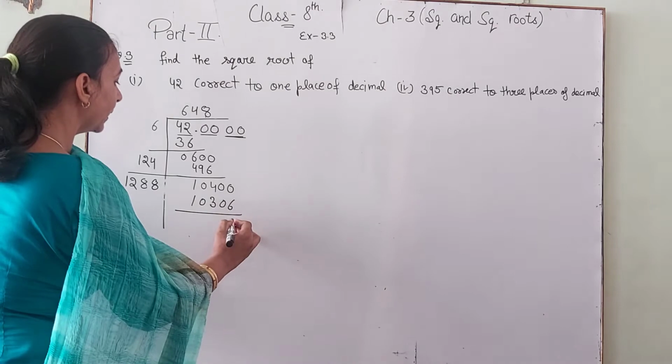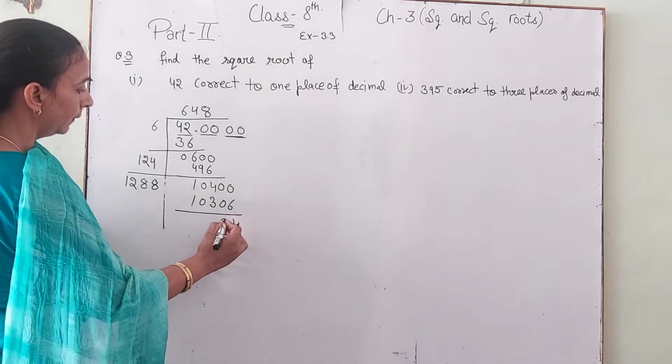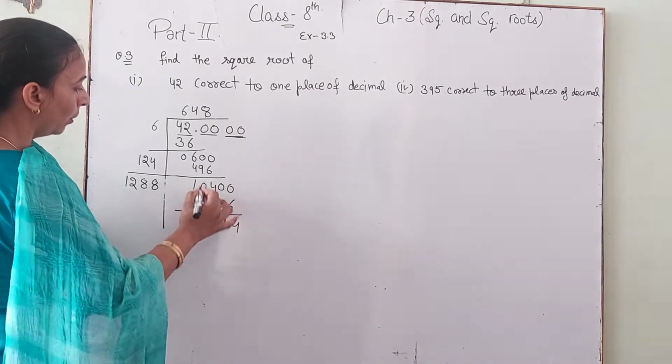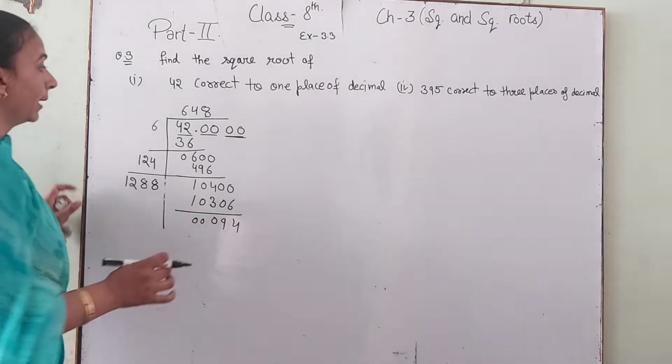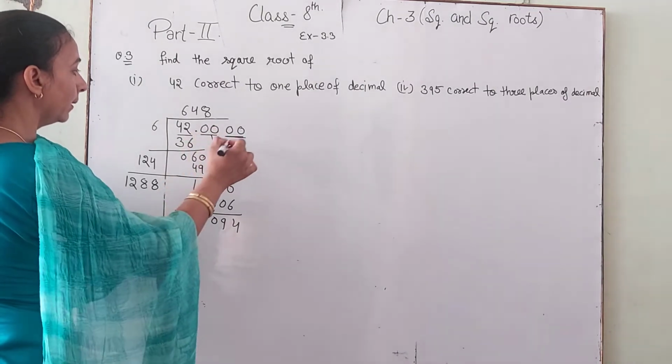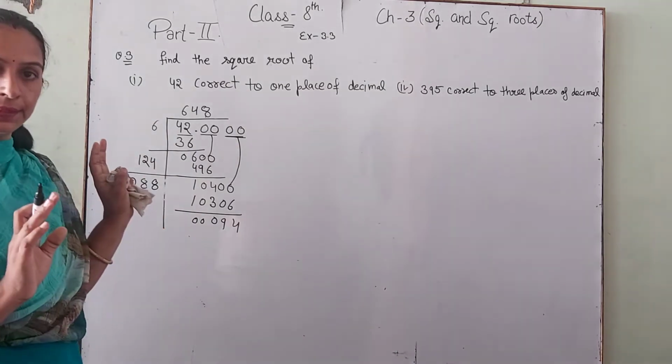Now 10 minus 6, 4, then 9, 3 minus 3, 0. Okay, students, we take both the zeros, first pair here, second pair here. Okay, and this is the remainder.